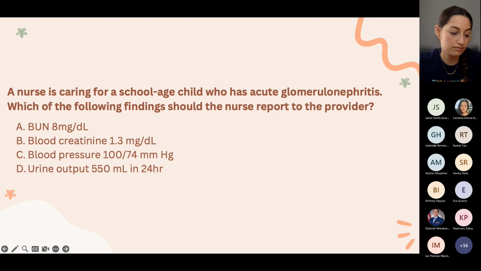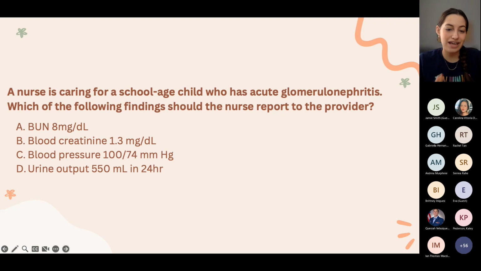All right, so let's go over this one. The correct answer for this one is going to be a finding that we report to the provider, so it's going to be something that is out of range. That's going to be our blood creatinine of 1.3.